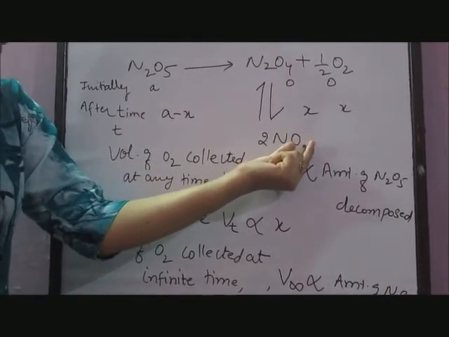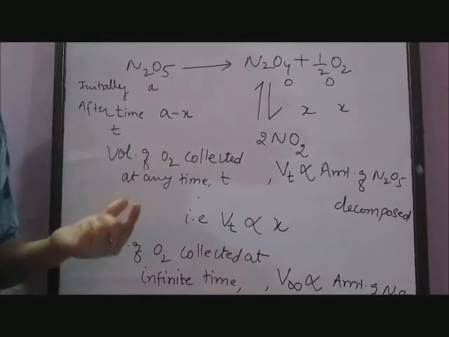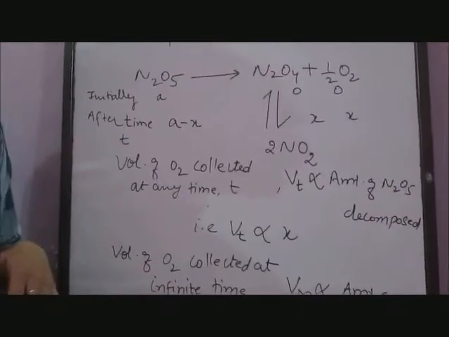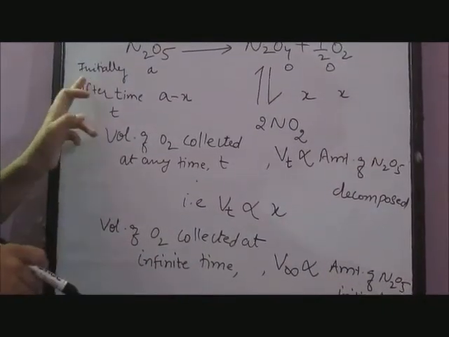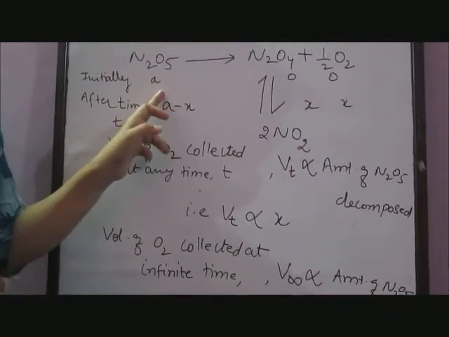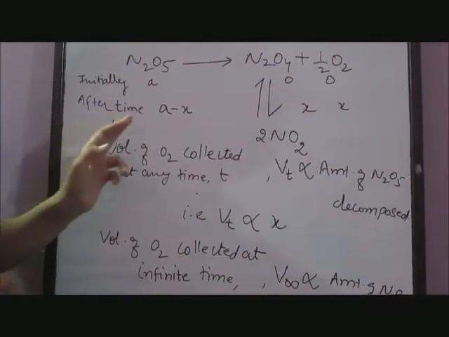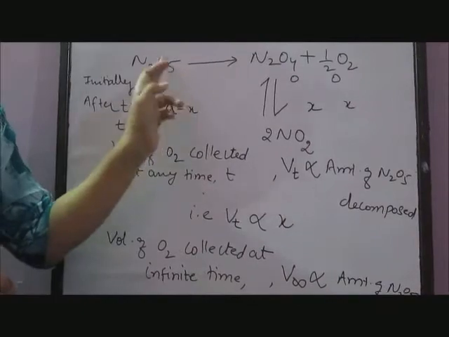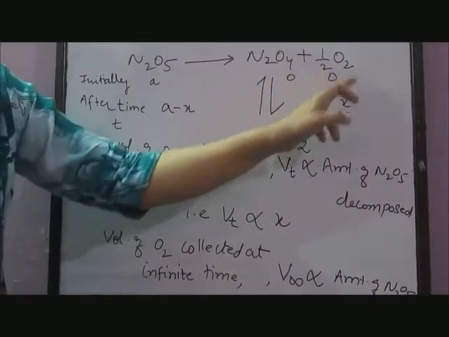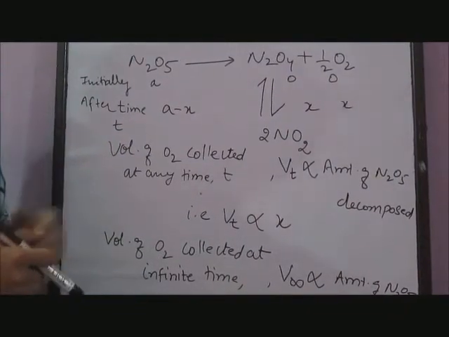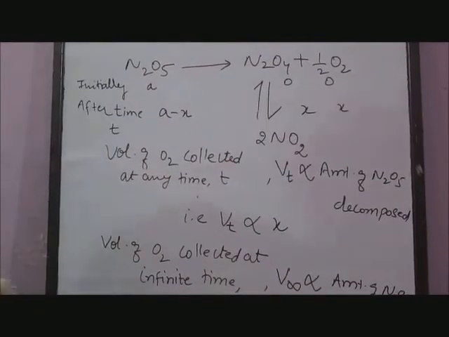and N2O4 at equilibrium gives 2NO2. Volume of oxygen collected is determined at different intervals of time. Initially we have A moles of N2O5 and for products it is 0. After time t, x moles of N2O5 get decomposed and produce x moles of N2O4 and x moles of half O2, and we are left with A minus x moles of N2O5.